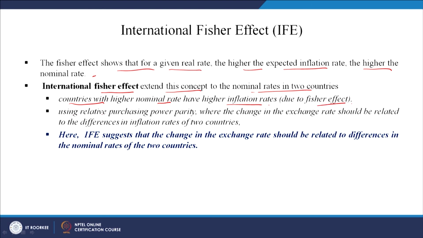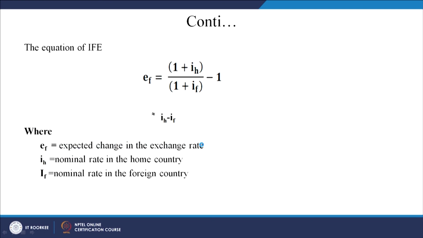Using relative purchasing power parity, the change in the exchange rate should be related to the differences in inflation rates of two countries. Here, the International Fisher effect says that the change in the exchange rate should be related to differences in the nominal rates of the two countries. This is what the IFE says. Now, the equation looks something like this.